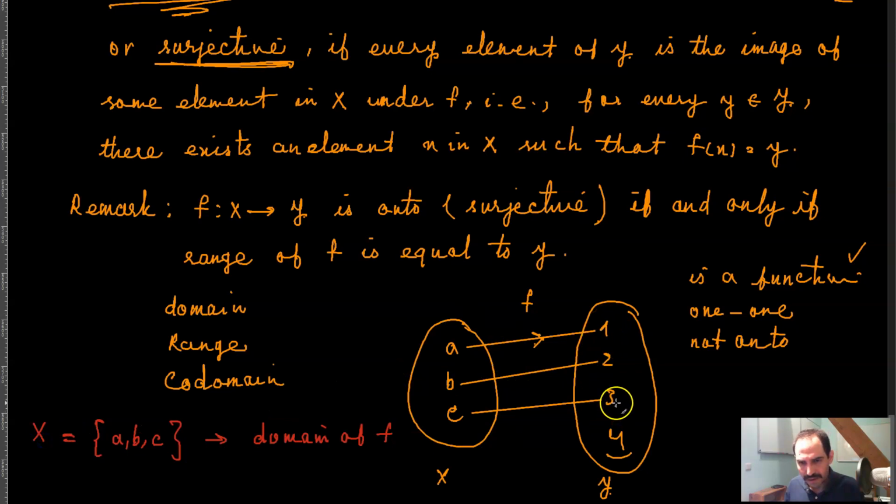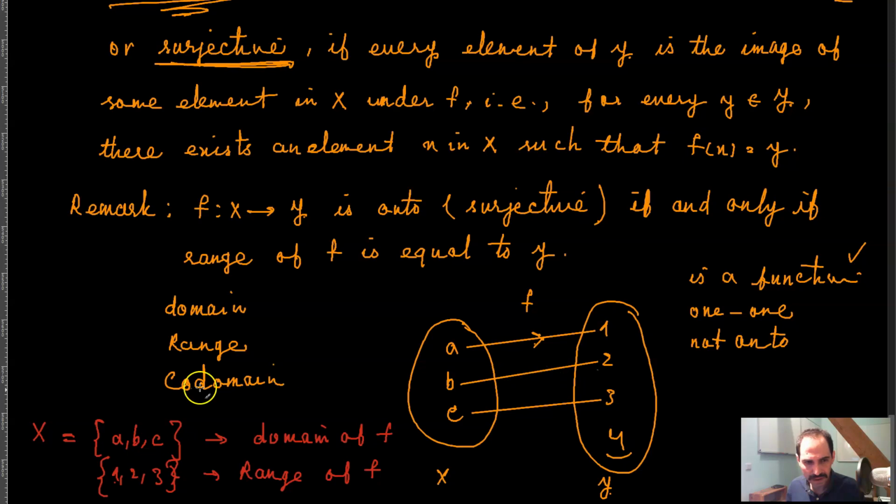Now, moreover, you can see that these elements 1, 2, and 3 are the set of these elements. You call it the range of F, and you call only 1, 2, and 3 the range of F. 4 is not a member of this set, because 4 is not the image of any of these elements in X. And so, as you can see, the set containing 1, 2, and 3 is just a subset of Y.